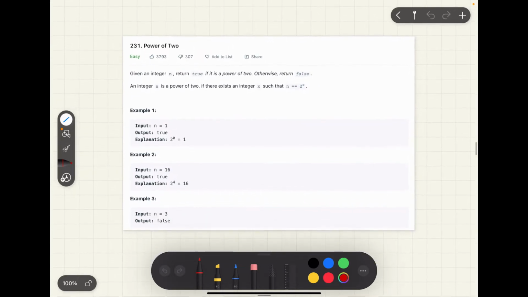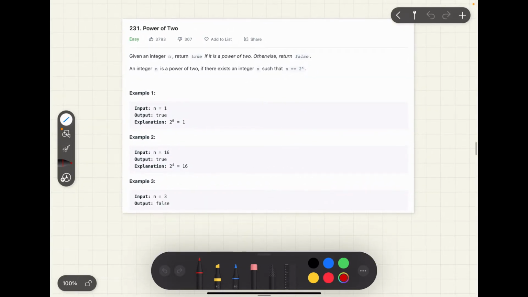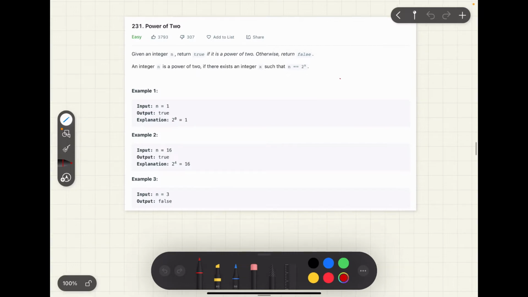With that in mind, let's discuss our first problem today. And this is a very easy problem. Now, let's go through the problem once. What does it say? Given an integer n, return true if it is a power of 2, otherwise return false. Very easy. You will be given a number n, and you just need to check whether this number is a power of 2. So, is there an integer x such that 2 raised to power x will give you this n?